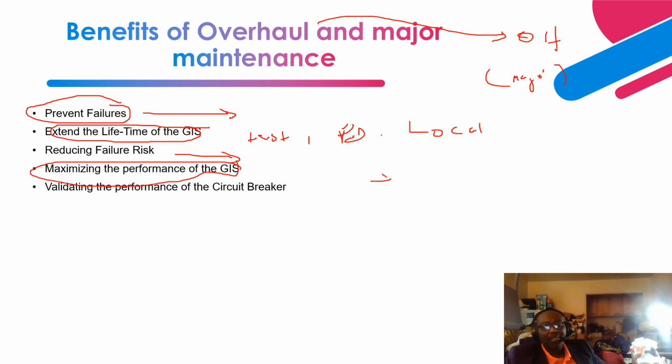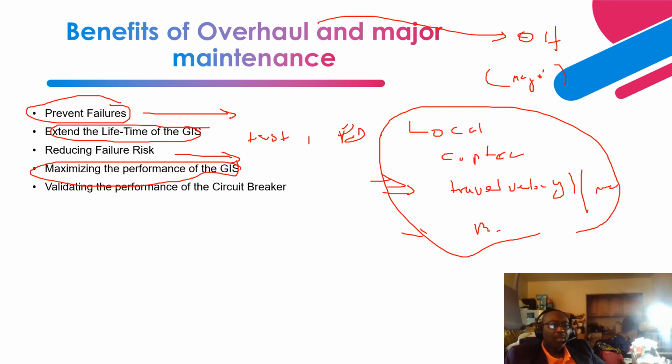Next is validating the performance of the circuit breaker, or the GIS, by performing contact resistance testing, and also the travel velocity of the contacts, which is motion testing. Then also the mechanism: you perform inspection and overhaul of the mechanism, and the motion of the mechanism is also tested. You do all this to validate the performance of the circuit breaker.